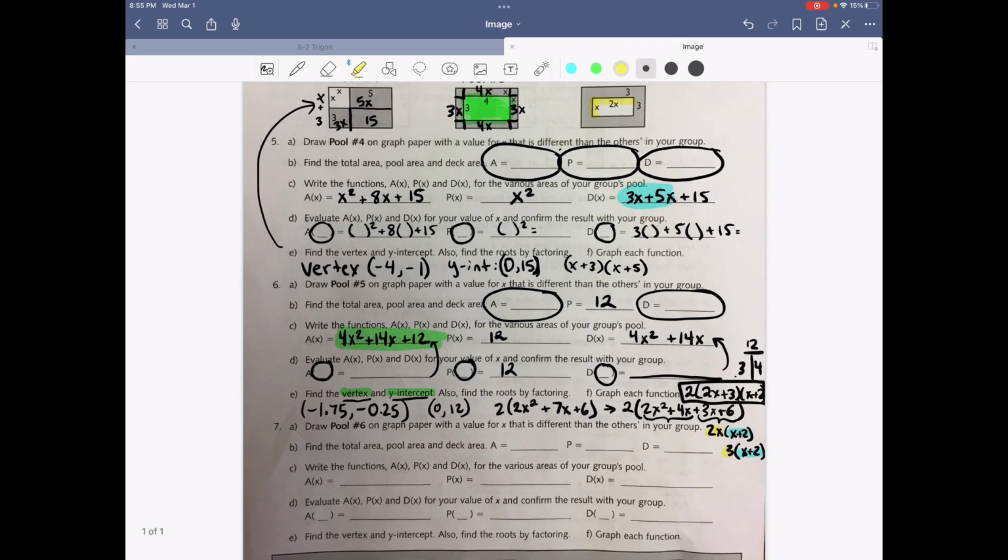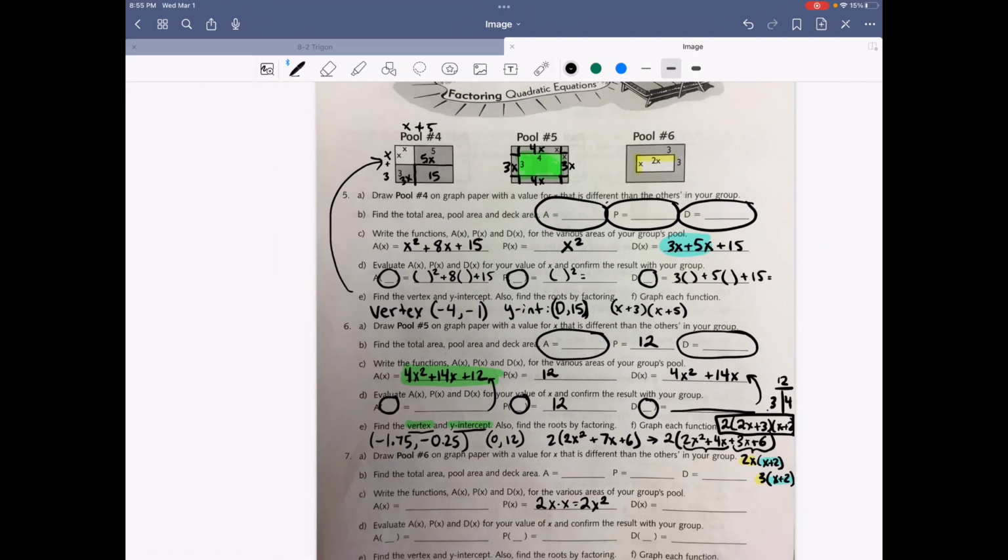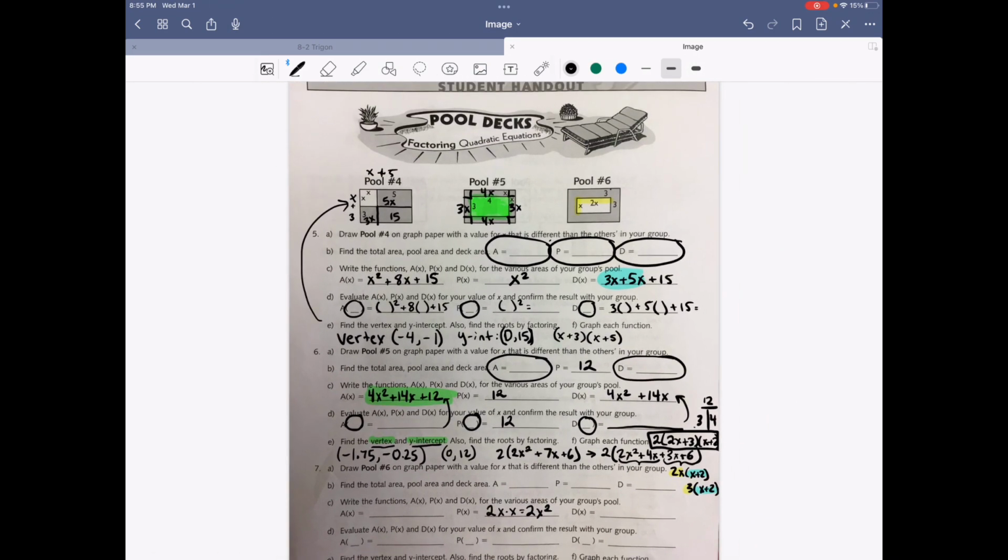Okay, so your pool area is going to be 2x times x. So 2x times x is equal to 2x squared. Your deck, I have to look at the picture. Your deck has 4 corners. These 4 corners are 3 by 3, so each corner is 9. And you have 4 of them. So 4 times 9 is 36. Your deck is going to be something plus 36.